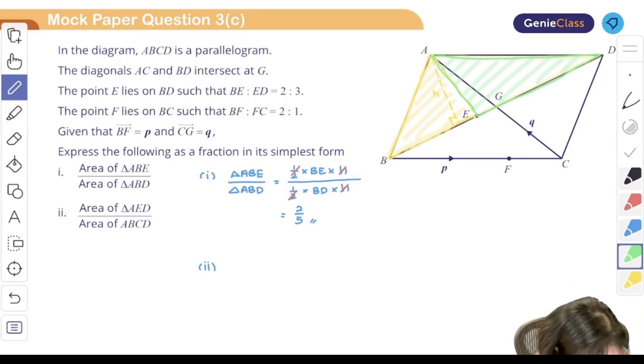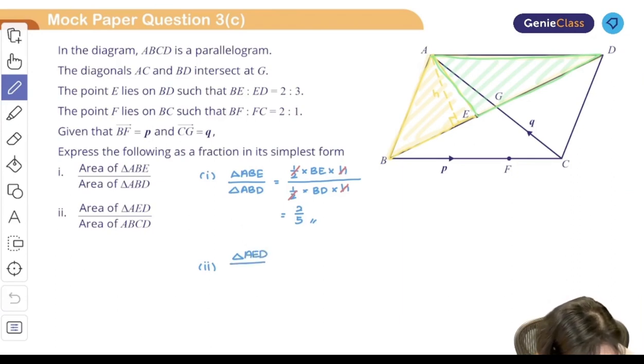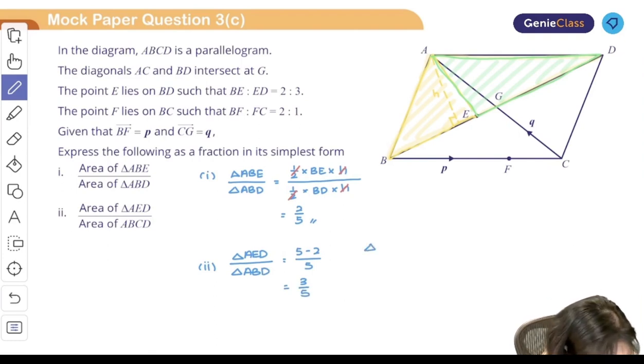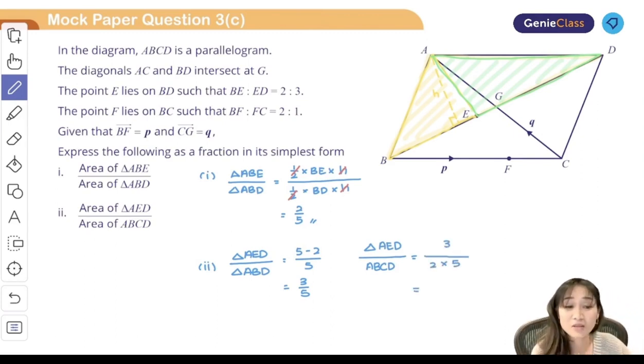So from part A, we know that triangle AED over ABD would be 5 minus 2 over 5, which is 3 over 5. Correct? Then to do AED over ABCD, ABCD would be 2 times ABD, so it would be 3 over 2 times 5. That will give us, very good Kavya, 3 over 10. Okay?